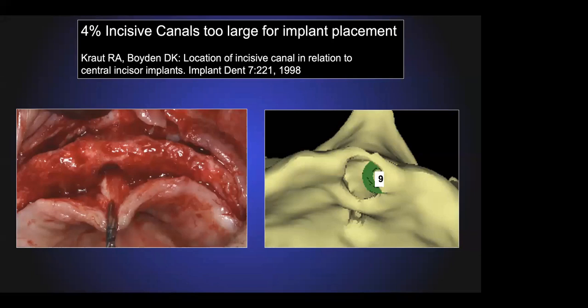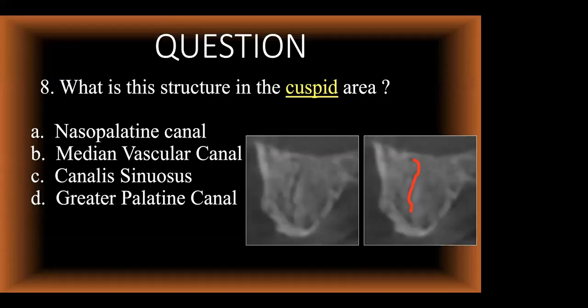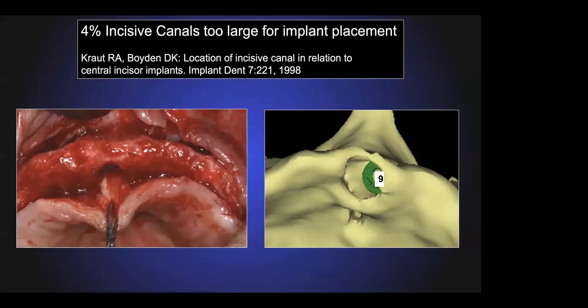This is Richard Kraut's study. It was in the late 90s, and he found that 4% of incisive canals were too large to place an implant in either the 8 or the 9 position. Now we do the bone grafting, or it's predictable enough that we can graft around this, but a lot of these nasopalatine and incisive canals are very, very large. So you have to be very careful with that.